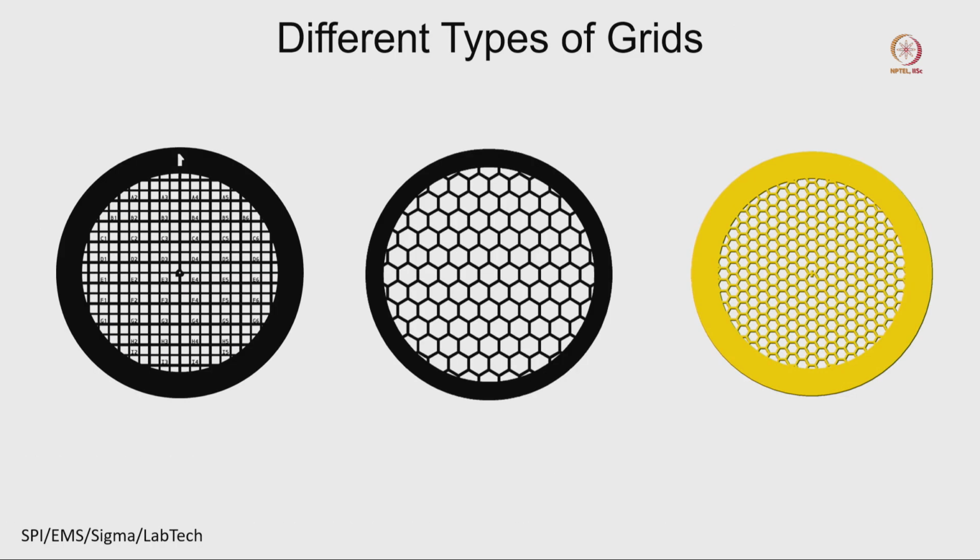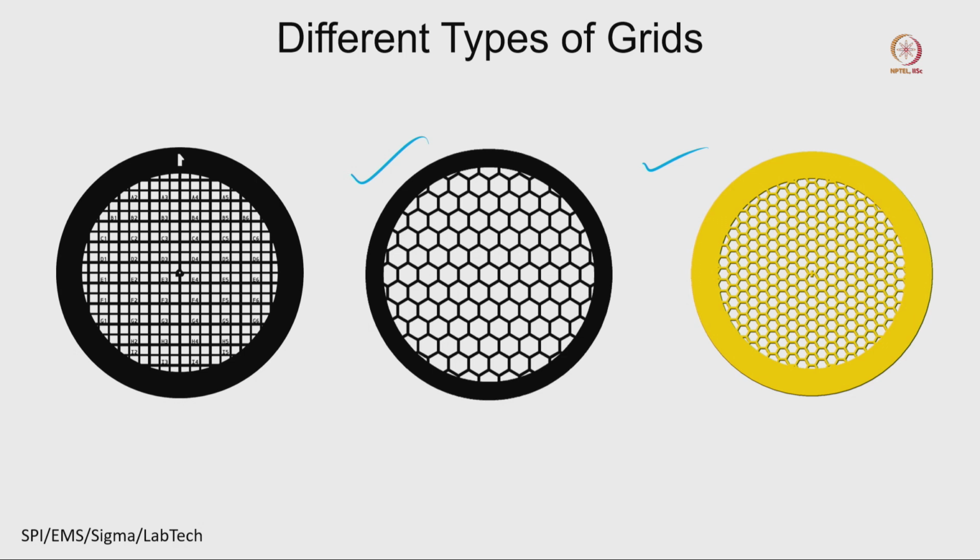Now different shapes are also possible. You can see different types of grids here. So this is the normal empty grid, there is no coating, nothing. In the next class we will discuss how to coat those grids, and what the difference is between carbon coated grids and Quantifoil cryo grids.